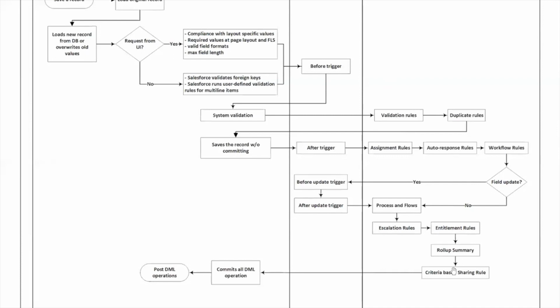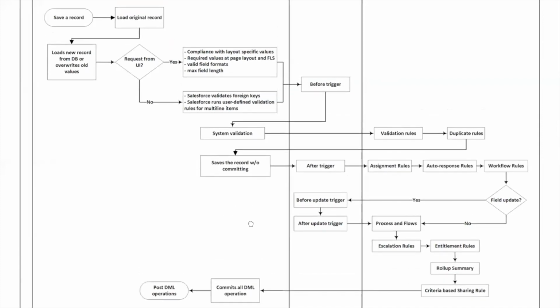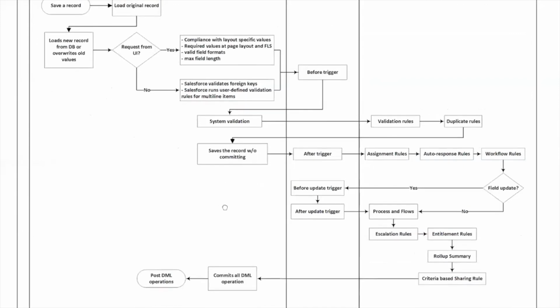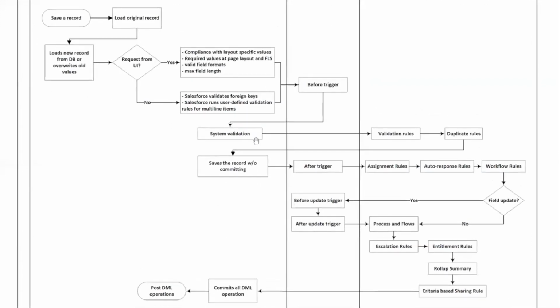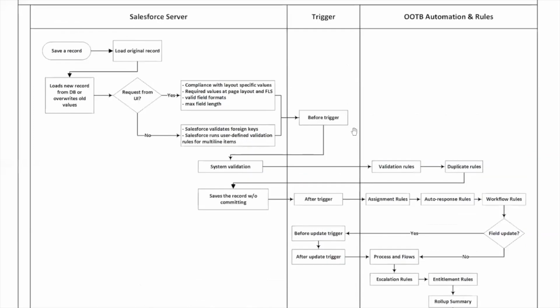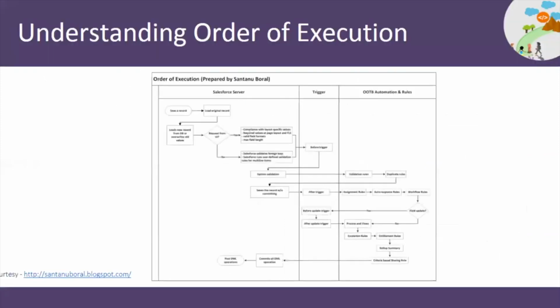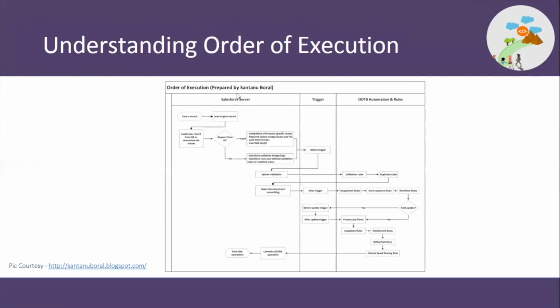order of execution. And last, finally, the records are committed to the database, and all the post DML operations associated with that particular commit will occur. So this is, in a nutshell, a very quick overview of how the sequence of execution is defined, and this is what has been defined by Salesforce. So we really cannot make changes to that. We just have to make sure that we comply with it.